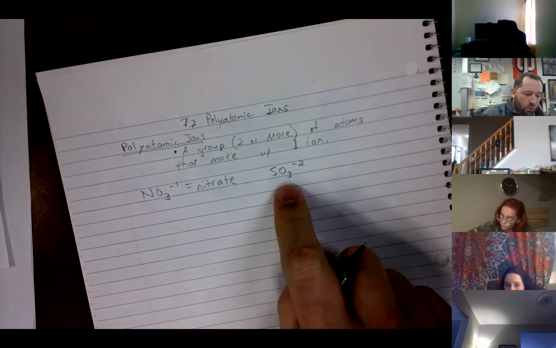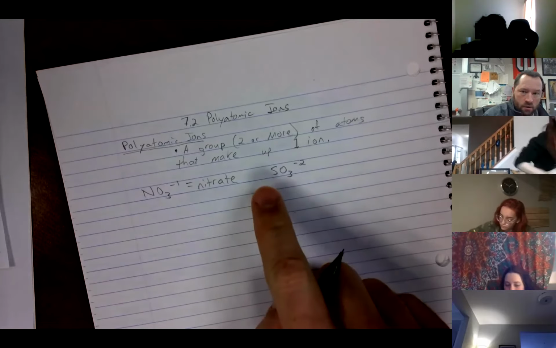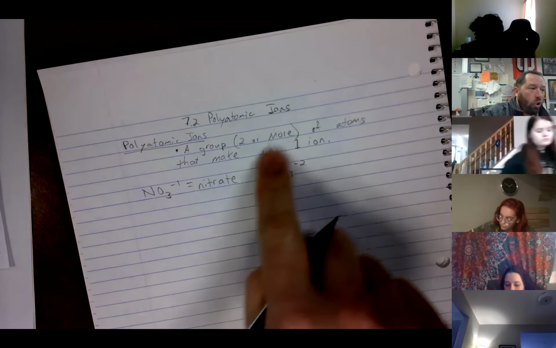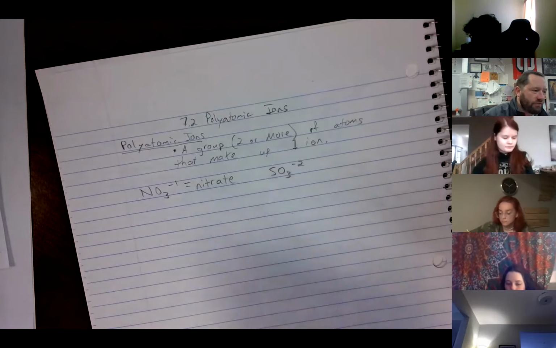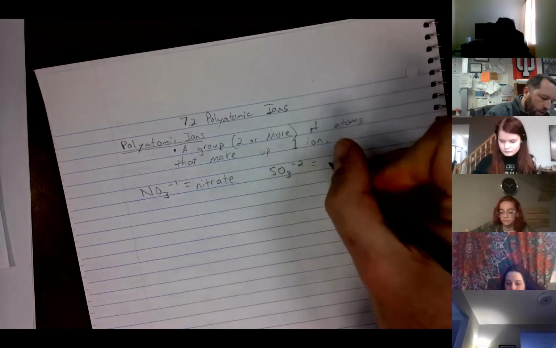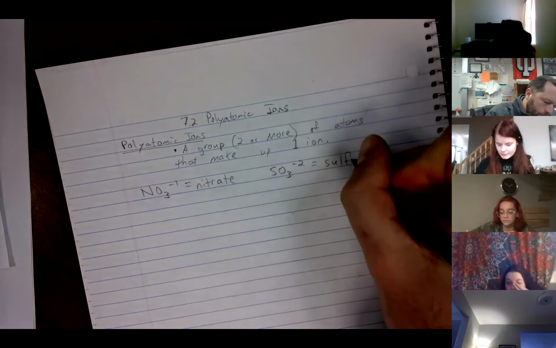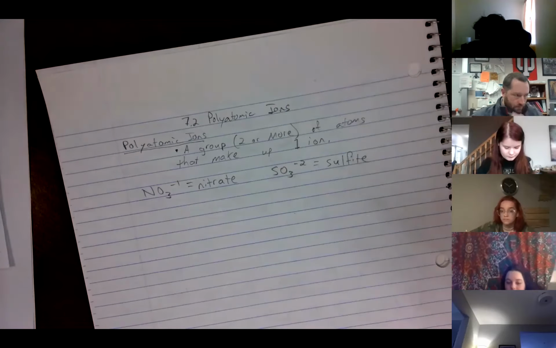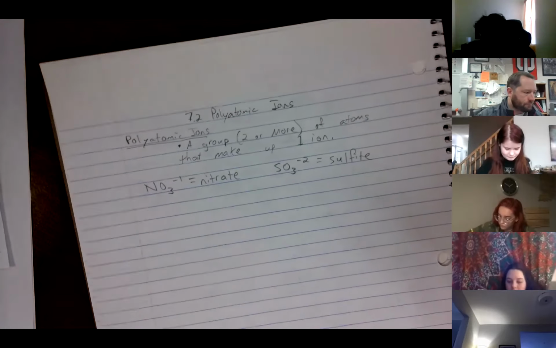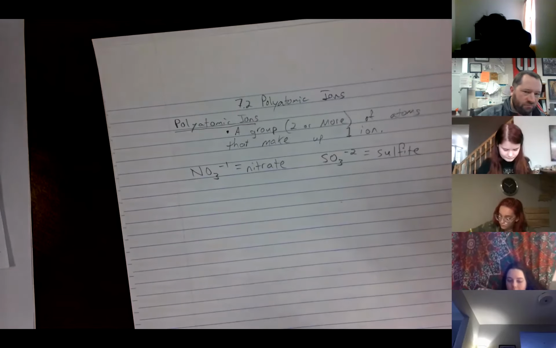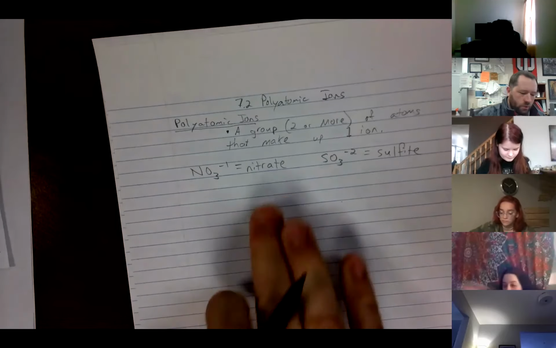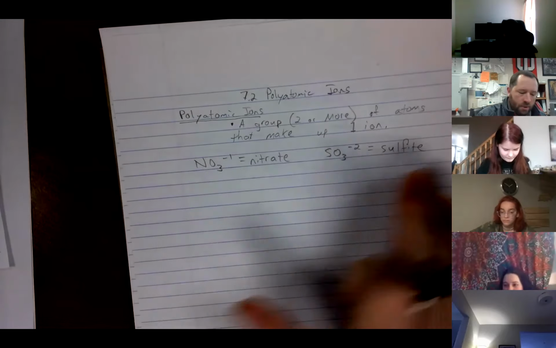Or SO3, -2. 1 S, 3 O's, all together. The whole thing has a -2 charge. And we call that one sulfite. Don't worry, you don't need to know that. You don't need to memorize that.